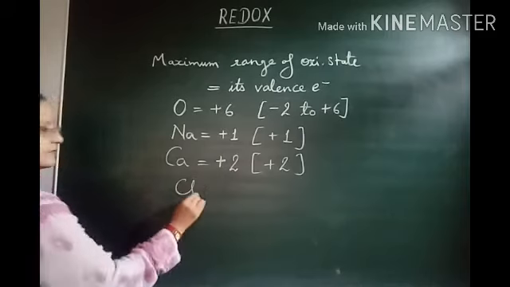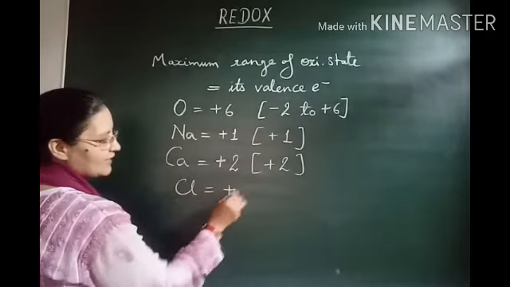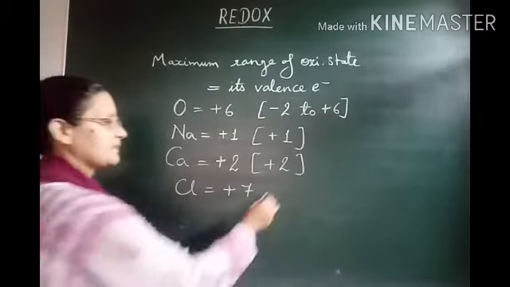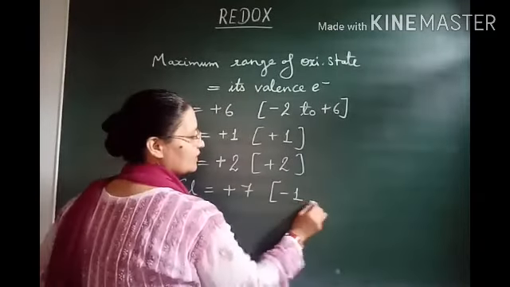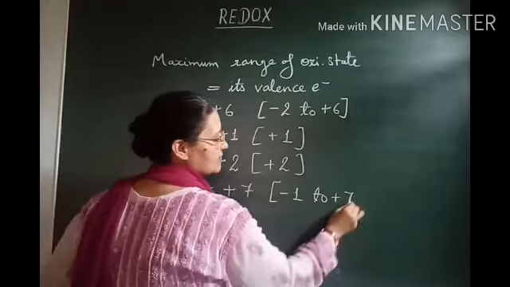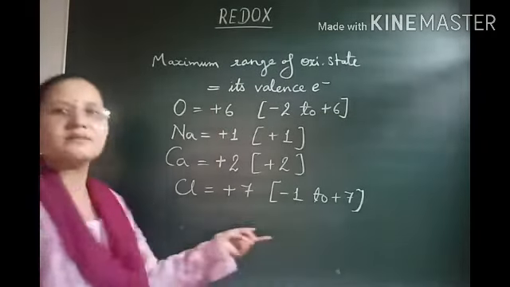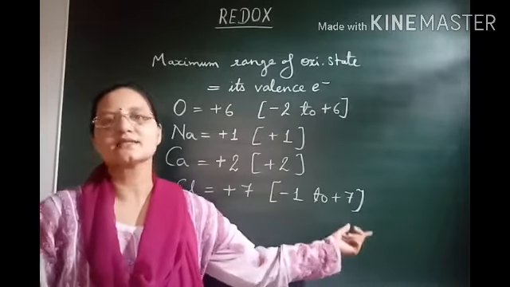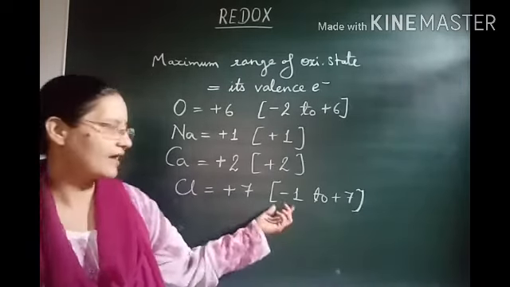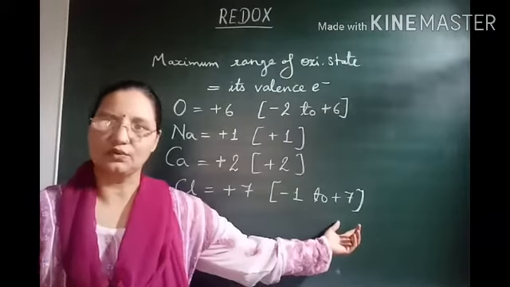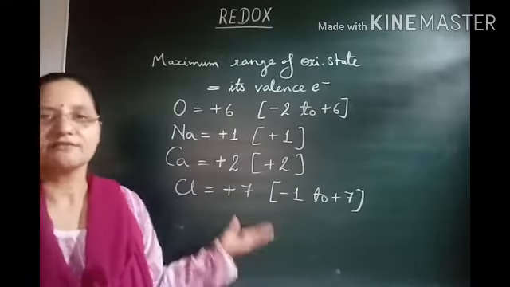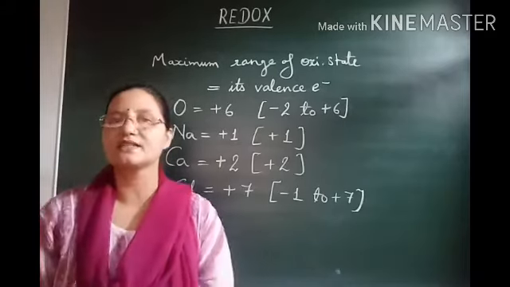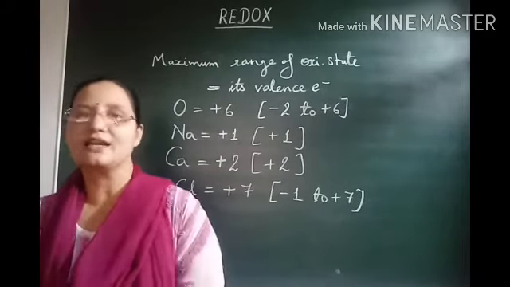For chlorine, the number of valence electrons is 7. So the range is -1 to +7. Chlorine may show oxidation states between -1 to +7. That is the valency to valence electrons. And like this, we can learn about the oxidation states of a few elements which have their fixed values.